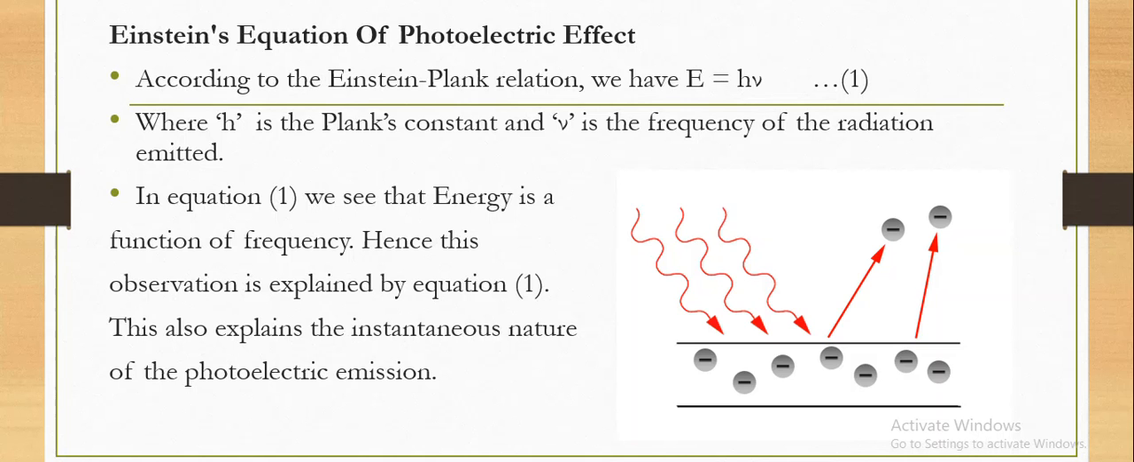So according to the Einstein-Planck relation, we have E = hν, where h is Planck's constant and ν is the frequency of the radiation emitted. In equation 1, we see that energy is a function of frequency. Hence, this observation is explained by equation 1. This also explains the instantaneous nature of photoelectric emission.